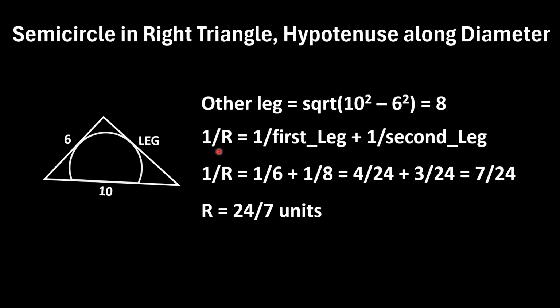So 1 by radius will be equal to 1 by 6 plus 1 by 8. Now the LCM of 6 and 8 is 24. 6 will go 4 times, 8 will go 3 times. So 4 plus 3, 7 by 24. This is 1 by r. 1 by r is 7 by 24. So r will be 24 by 7 units.